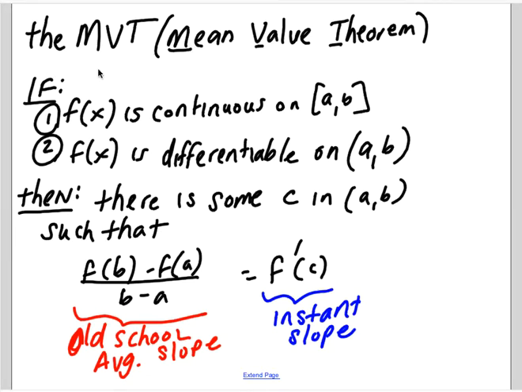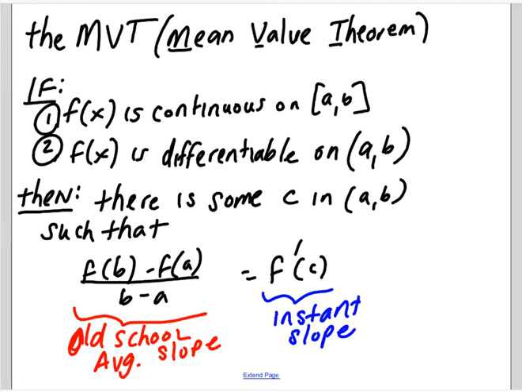So the mean value theorem states that if f of x is continuous on a closed interval from a to b, meaning including a and b, and f of x is differentiable on the open interval from a to b, so exclusive of a and b, then there is some c in that open interval from a to b, such that f of b minus f of a, all over b minus a, which would be old school slope between the two endpoints, is equal to f prime of c, which is the instant slope that we know how to find using differentiation. So essentially it's saying the old school algebra slope you learned is equal to the instantaneous calculus slope that you've learned. So let's go ahead and walk through this.